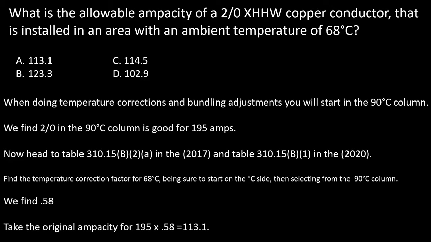So we're going to take our original ampacity, multiply it by 0.58, and that's going to give us a new allowable ampacity of 113.1 amps. And we select A. Great job.